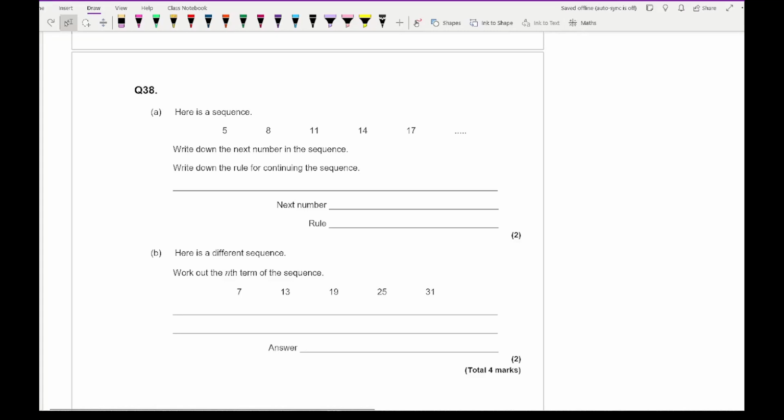And then with question 38, it says here is a sequence 5, 8, 11, 14, 17. Write down the next number in the sequence. So you can see that the difference is increasing by 3. So the next term is going to be 20. And then it says work out the rule. So here we're not asking for the nth term, it's asking me to describe the rule. So here I'm starting with 5, which is always really important that you do right, and then you are adding 3.